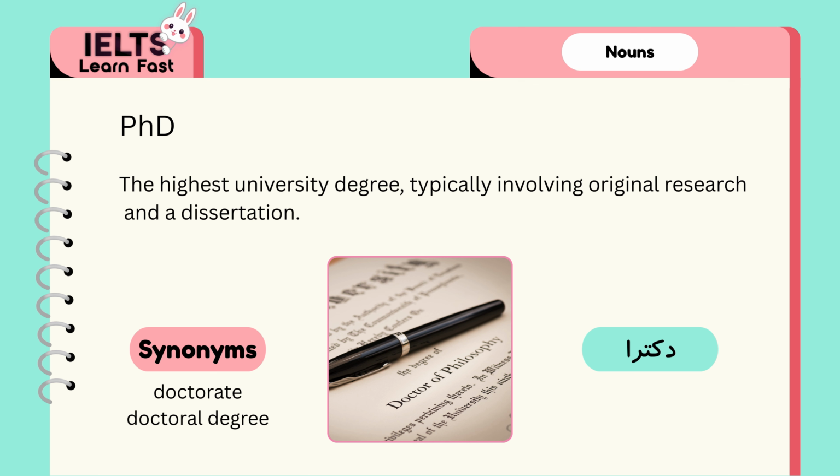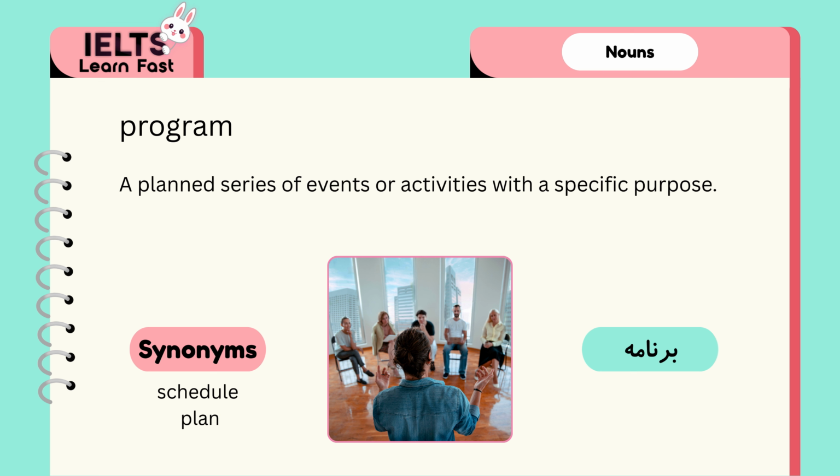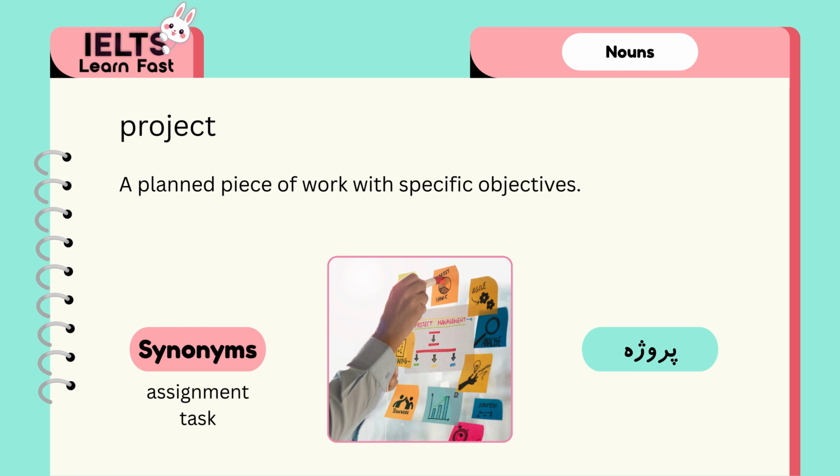PhD: the highest university degree, typically involving original research and a dissertation. Synonyms: doctorate, doctoral degree. Primary school: a school for young children that usually covers the first years of education. Synonyms: elementary school, junior school. Program: a planned series of events or activities with a specific purpose. Synonyms: schedule, plan. Project: a planned piece of work with specific objectives. Synonyms: assignment, task.